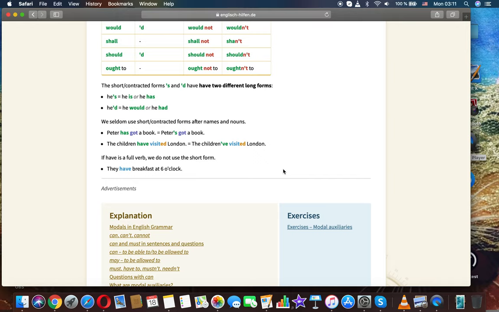The children have visited London. The children visited London. If have is a full verb, we do not use a short form. They have breakfast at 6 o'clock.